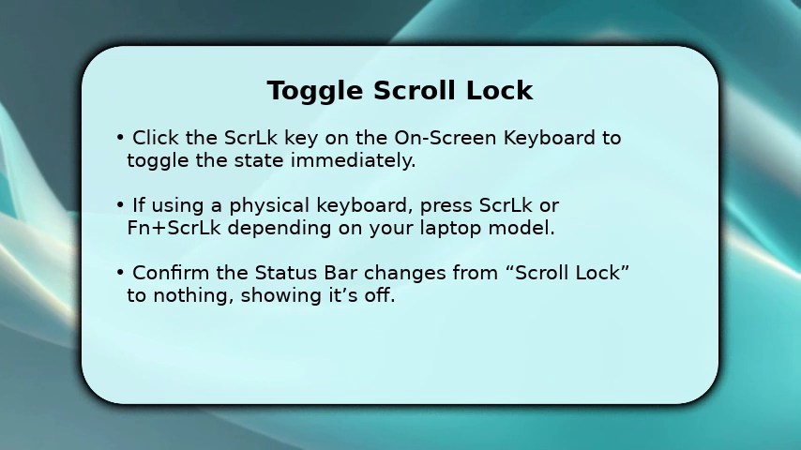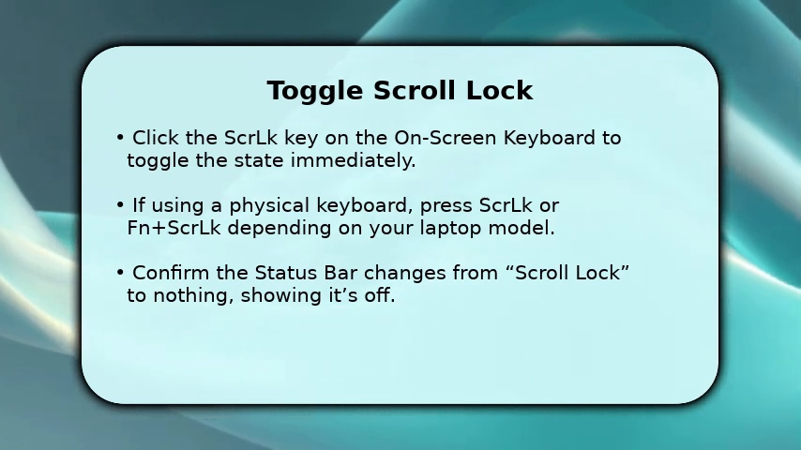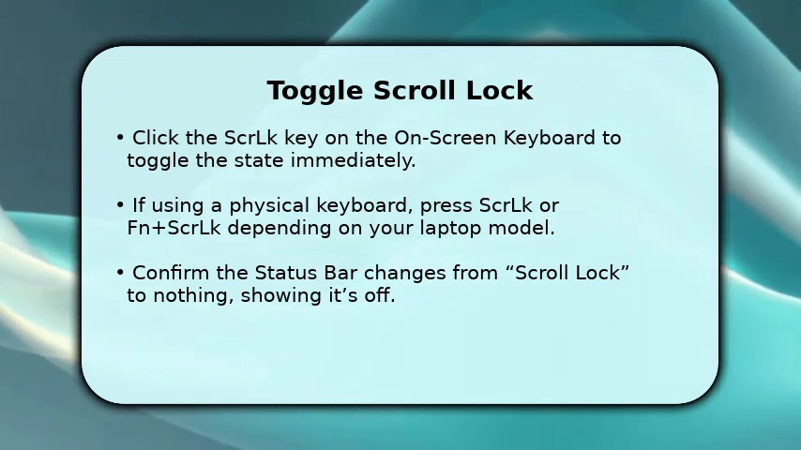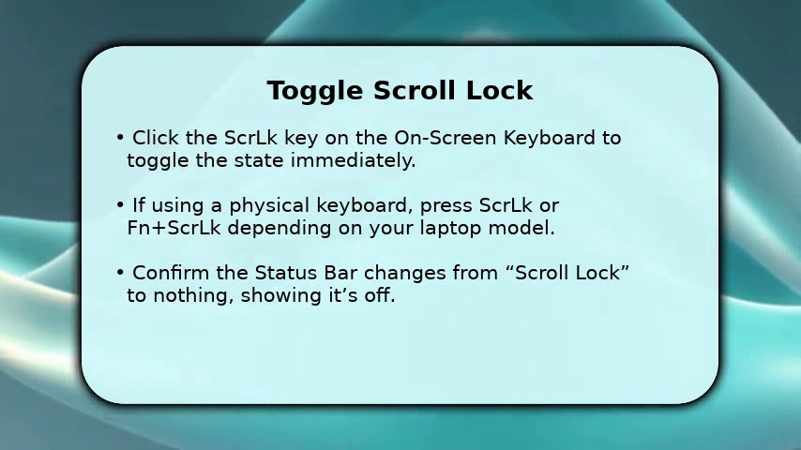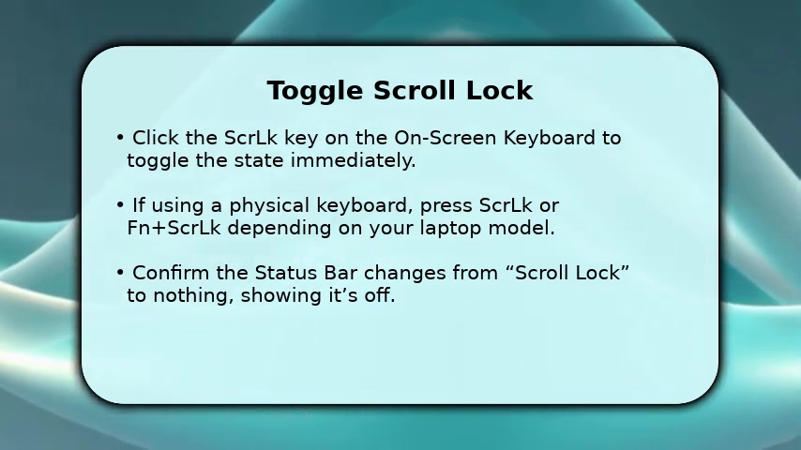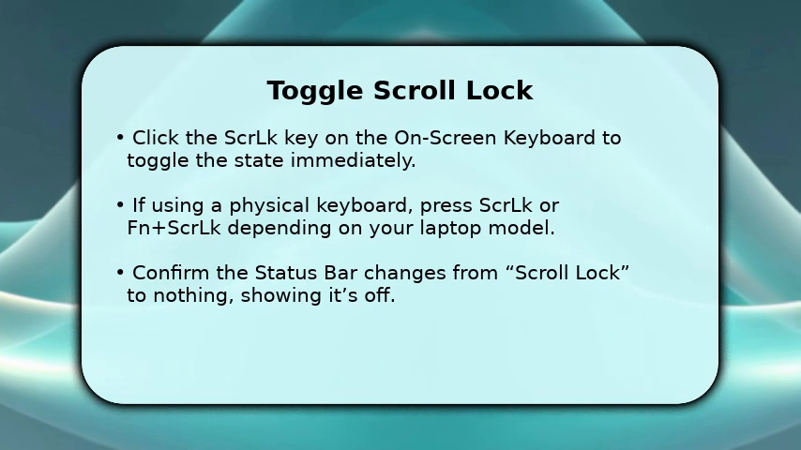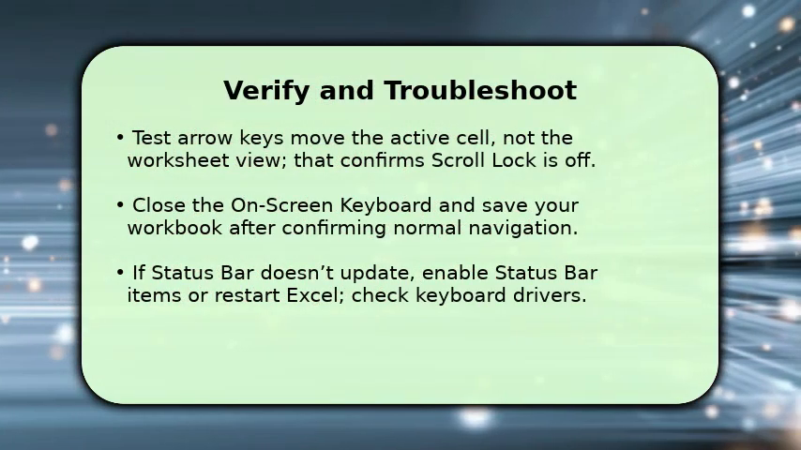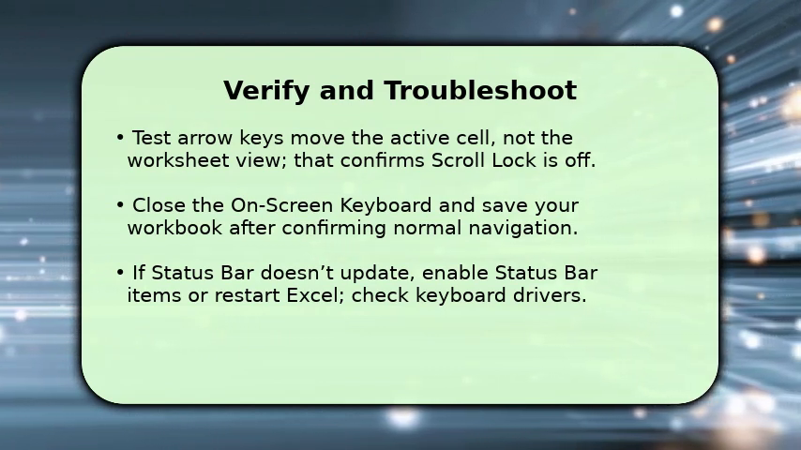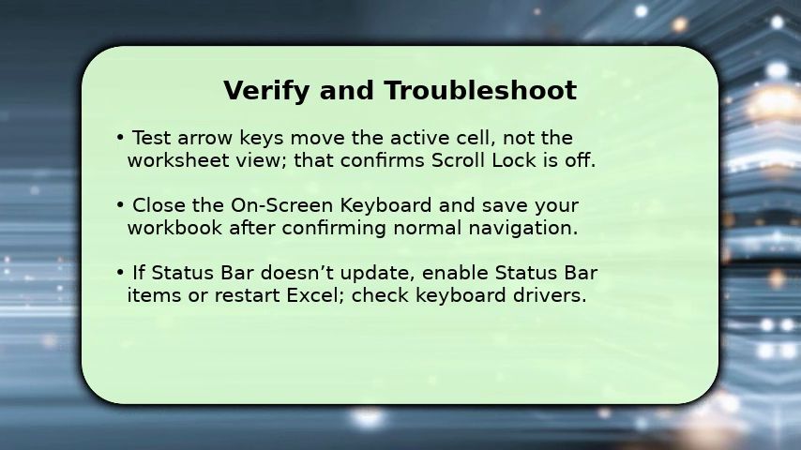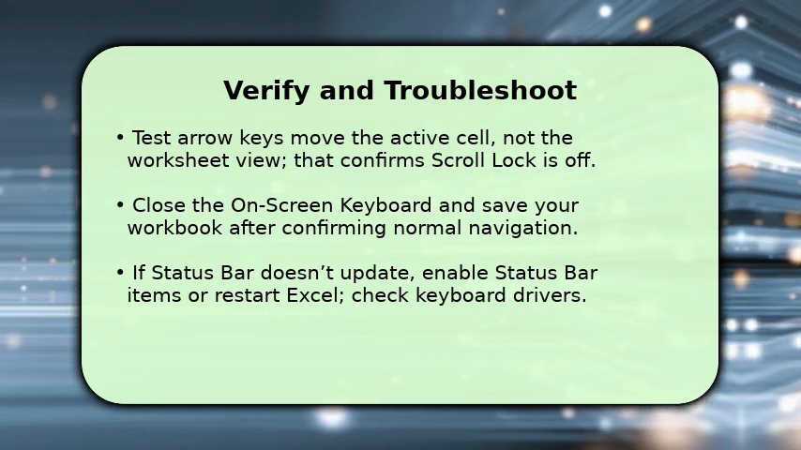After the toggle, return to Excel and check the status bar. The label should disappear, which explains why toggling is effective. Excel stops moving the view and restores arrow key navigation. You finish by verifying that pressing any arrow now moves the active cell rather than scrolling the worksheet. That is the proof Scroll Lock is off. Once confirmed, close the on-screen keyboard and save your file.